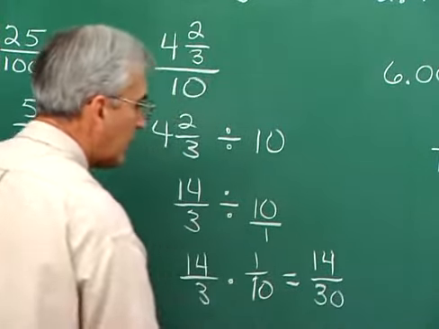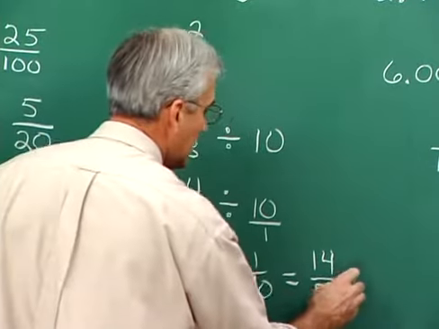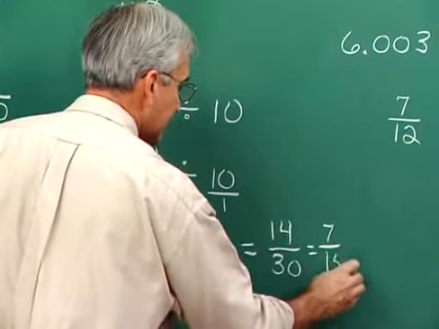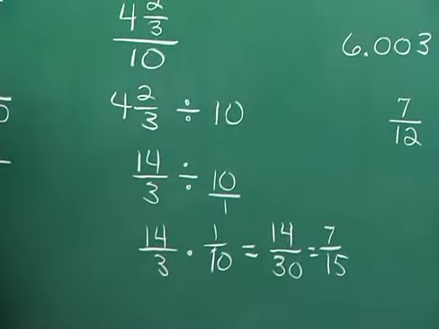And now all we need to do is reduce 14/30. 2 into 14, 7. 2 into 30 goes 15. So 7/15 is our answer.